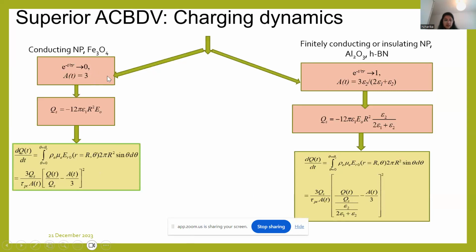The values are slightly different because of the relaxation time constant. And here we can see the finitely conducting or the insulating nanoparticle. So we've taken an insulating nanoparticle, which is the hexagonal boron nitride. So the values are here as such.